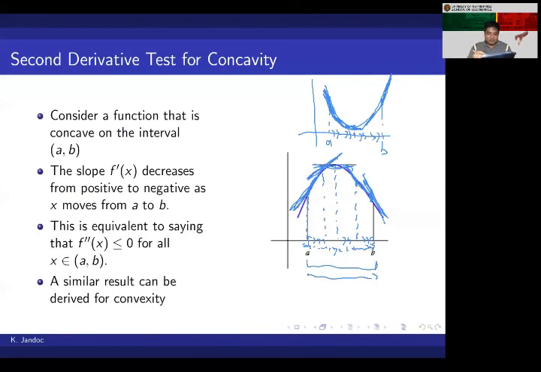So this is equivalent to saying that the second derivative f double prime of x is greater than or equal to 0 for all x in the interval A B. Again, just keep in mind that for concave functions such as this, the second derivative is less than or equal to 0 for all x in the interval A B. On the other hand, if it's convex, then the second derivative is positive or 0, greater than or equal to 0, for all x in this interval A B.